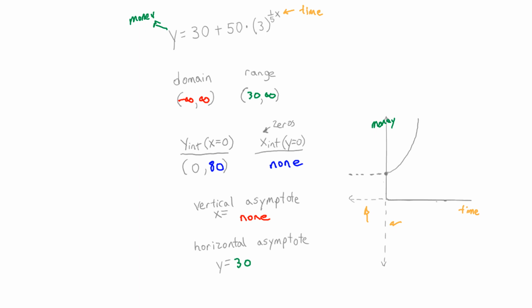I included a section here that indicates what the graph would look like if that portion of the graph were available. But in any case, how do we actually interpret this? Well, we know our y-intercept was (0, 80). So what that means is that when we started at time 0, the money that we started with was $80. So we started with $80.